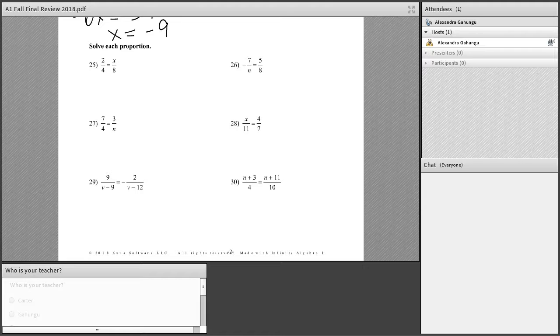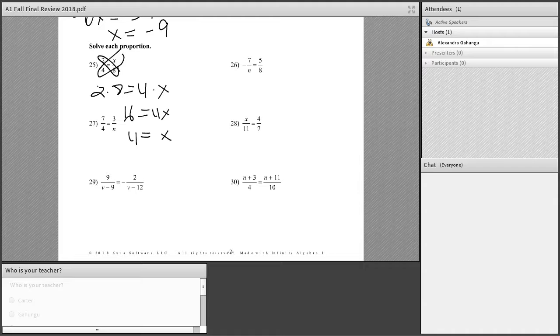So for our proportions, use the butterfly. That's what your teacher calls it. We're cross multiplying. So that just means 2 times 8 will be equal to 4 times x. So 4x is equal to 16. 4x is equal to 4.